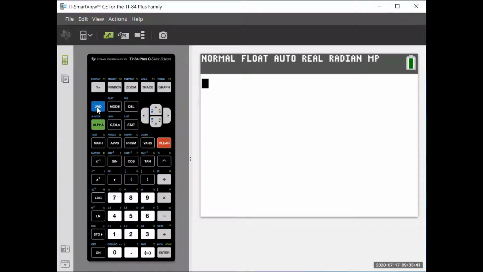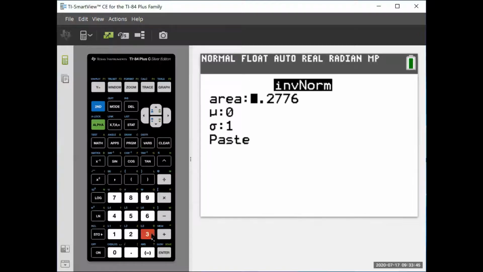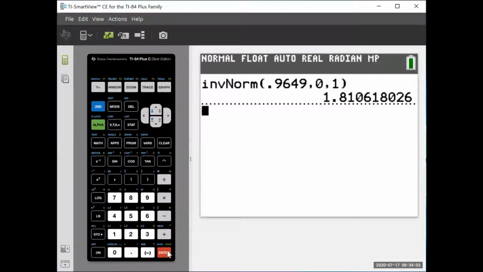So in TI-84 calculator, we go to second, then vars, then number 3. And here we type the area to the left, which is 0.9649. Mean is 0, standard deviation is 1. Paste this on the main screen so it looks like our writing. Then hit enter and we get the value, which is 1.8106 if you round it to 4 decimal places. So that is your z score.